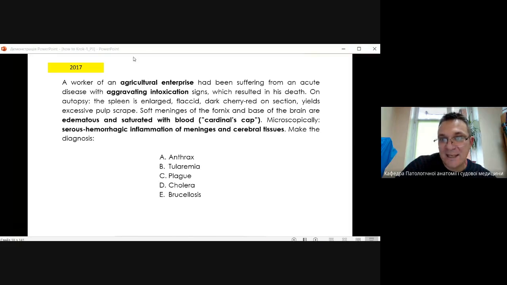Okay, for sure, that's A. The conclusion is pretty logical. You see, the agricultural enterprise is associated with the anthrax bacillus, as well as with tularemia, plague, or brucellosis, but the aggravating, very severe intoxication and the development of the hemorrhagic inflammation, those are the characteristic features of this type of bacteria, in contrast to others. That's anthrax for sure.